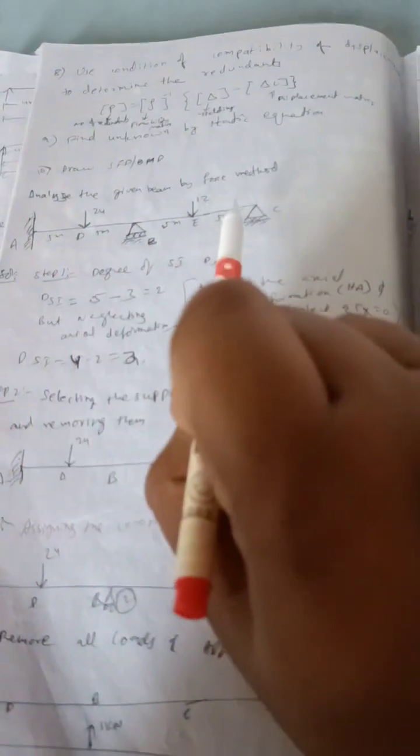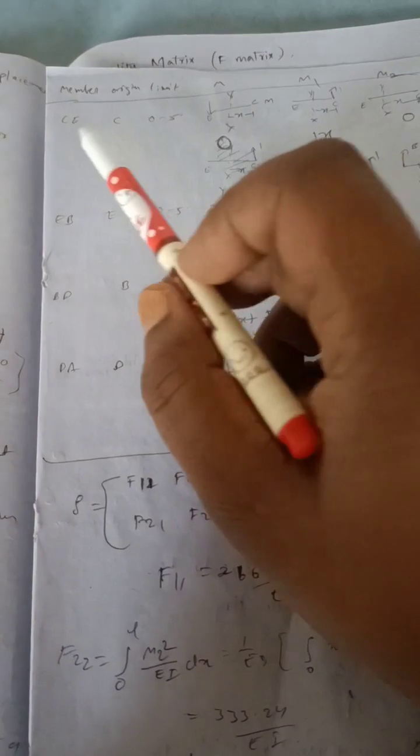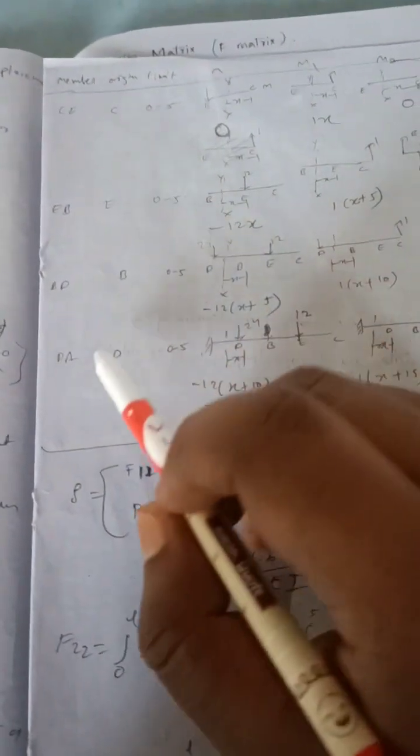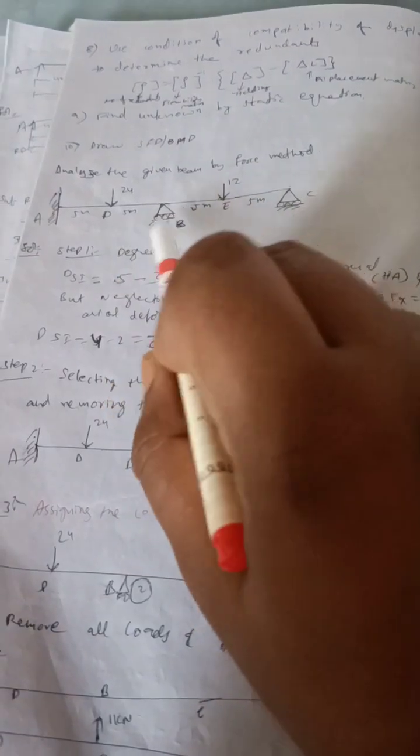So members, let us start from the left side. How many members are there? CE, EB, BD, DA. For origin, let us take the first support: C here, E here, B here, D here. The limits for CE are 0 to 5, for EB 0 to 5, for BD 0 to 5, and for DA 0 to 5.